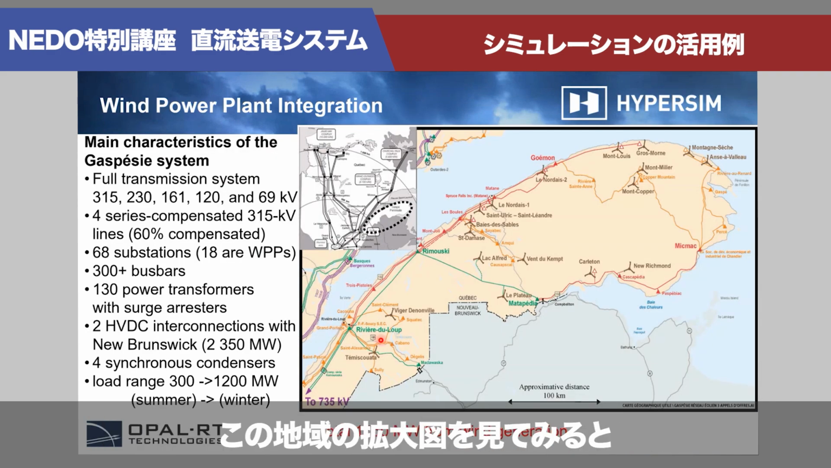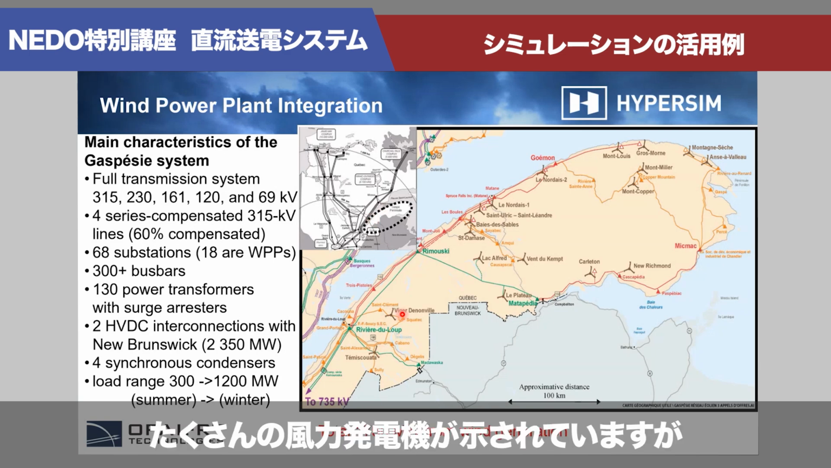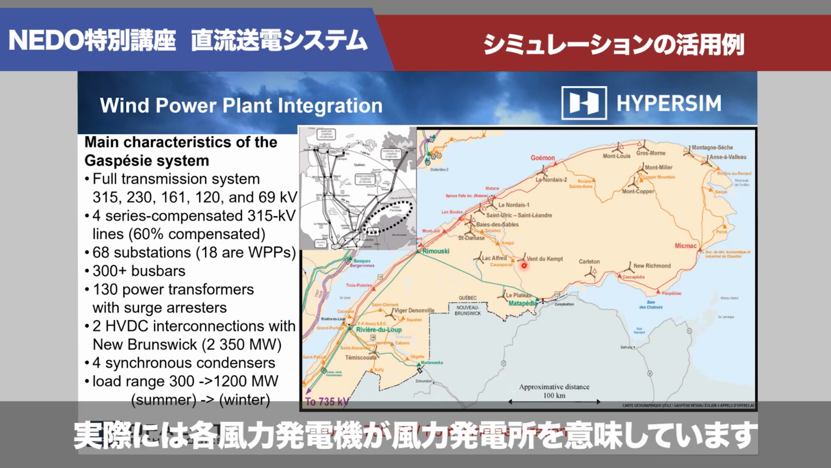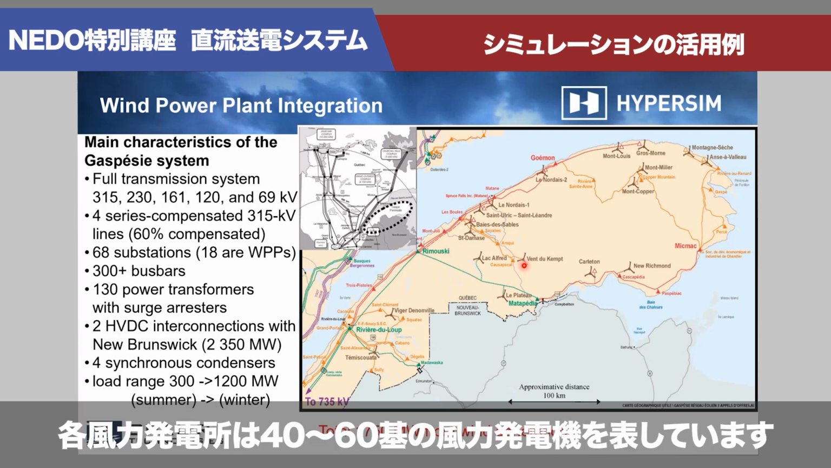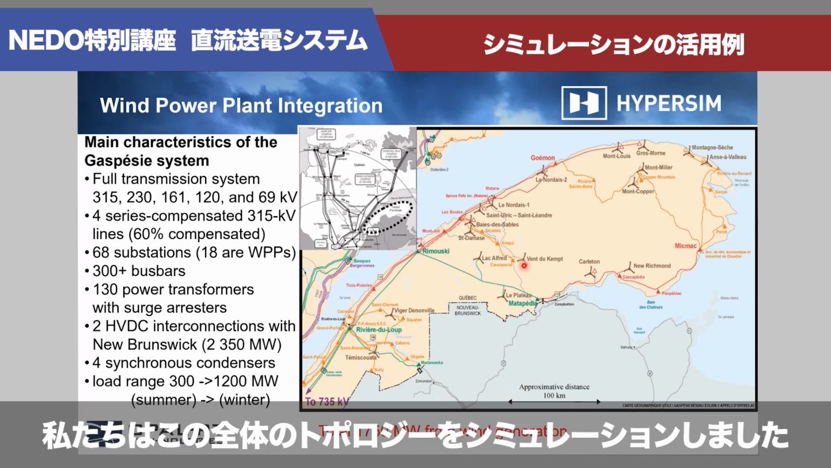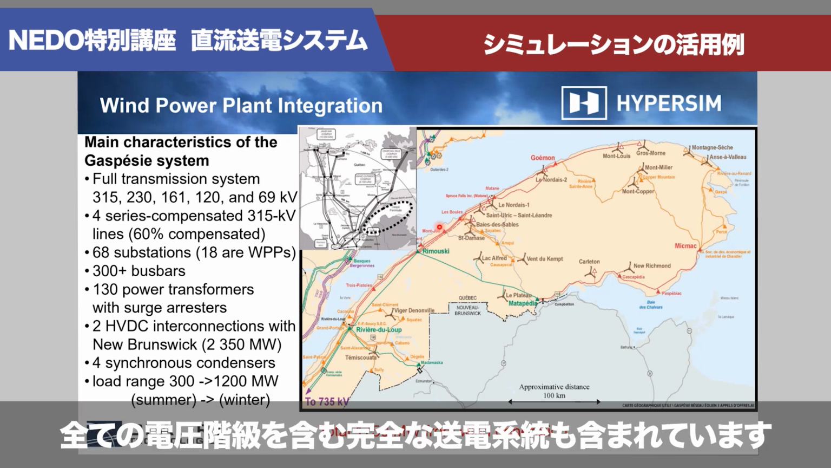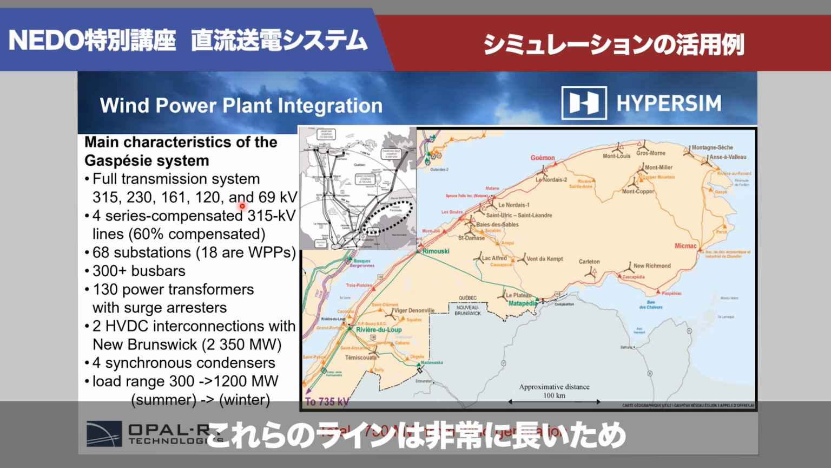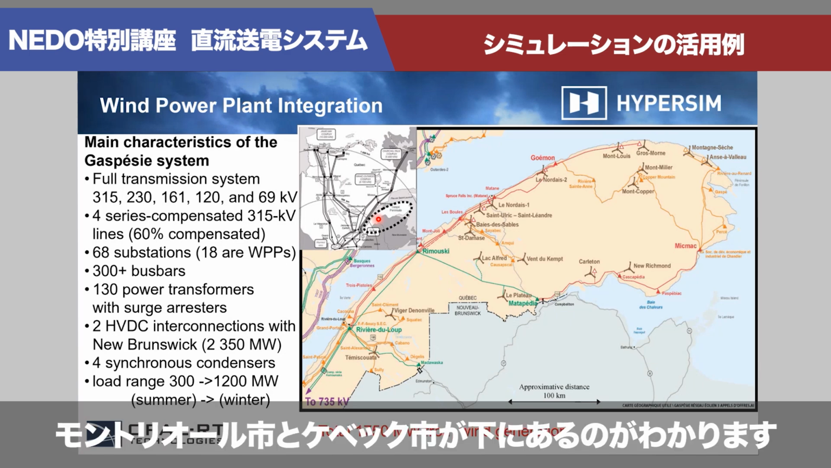So if you look at the zoom of this area, you can see there are many turbines shown here, but each turbine is actually a wind farm. So each turbine represents 40, 50, or 60 turbines. We have simulated the entire topology of this, including the full transmission network with all the voltage levels, because those lines are very, very far, for those who are good in geography. You have the city of Montreal and Quebec in the bottom over here.